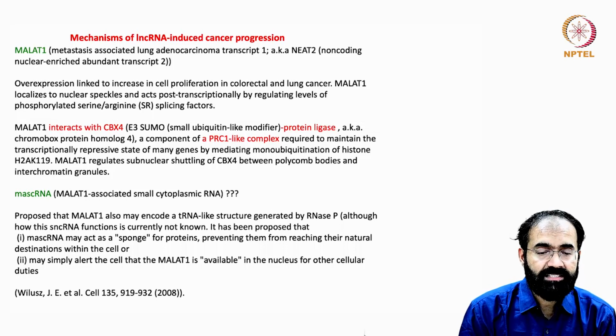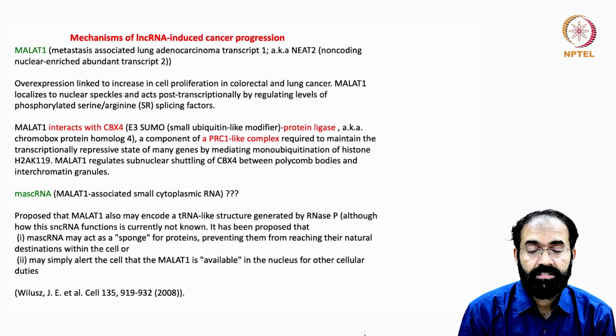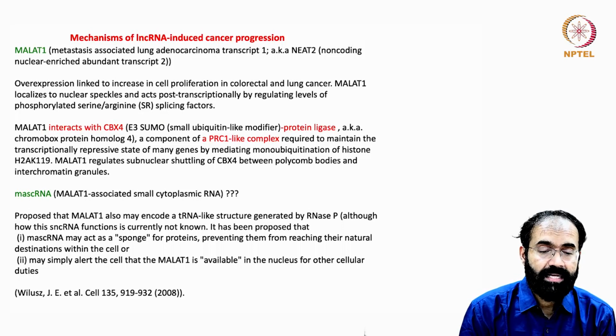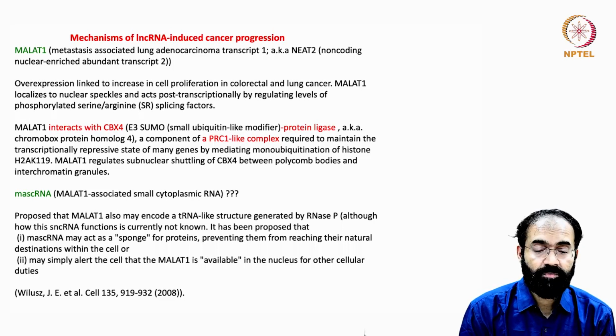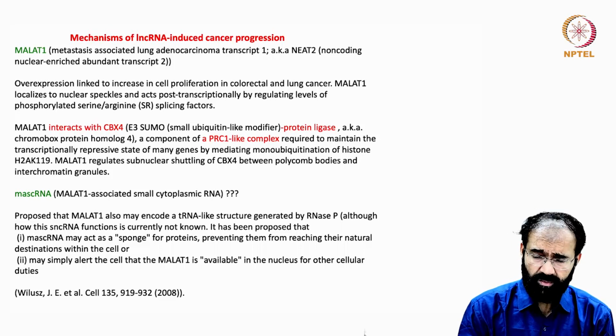So MALAT1 localizes to nuclear speckles and acts post-transcriptionally by regulating levels of phosphorylated serine arginine proteins, in short SR proteins, which are splicing factors. So SR splicing factors are affected in the overexpressed condition of MALAT1, and in cancerous conditions MALAT1 is overexpressed. MALAT1 also interacts with another protein called CBX4, which is an E3 SUMO, small ubiquitin-like modifier, protein ligase.